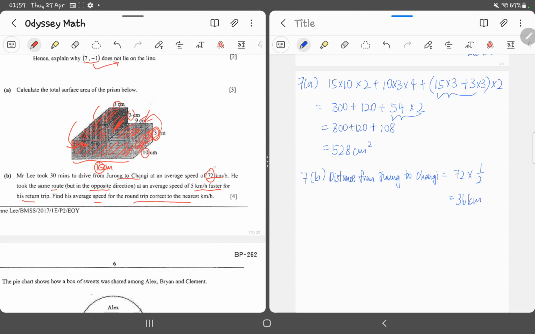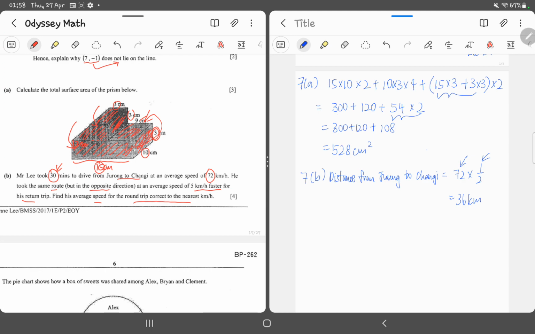The reason is distance is equal to speed times time. Here I have my speed, which is 72, and here I have my time, but this time in hours. 30 minutes is half an hour. So that is how I get the distance from Jurong to Changi. Whenever you do questions involving speed, you have to be very careful with the units and take into account the unit conversion so that you can calculate the correct distance.